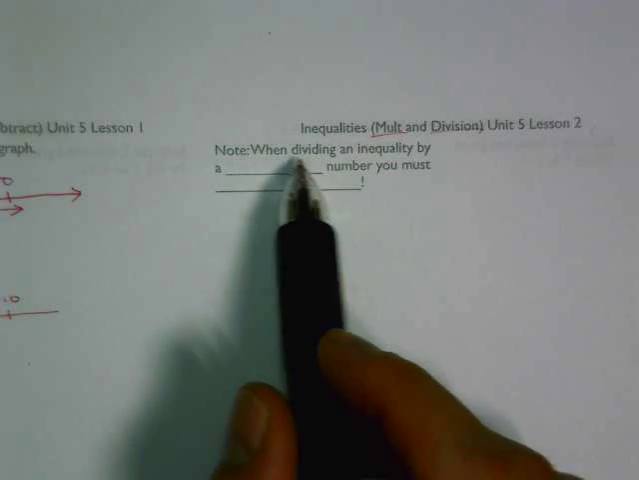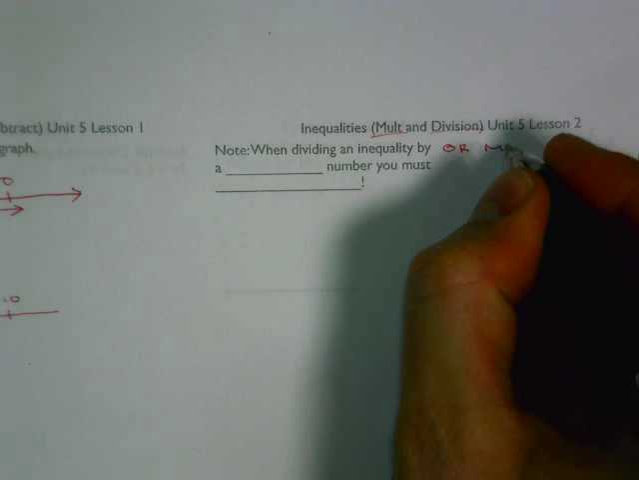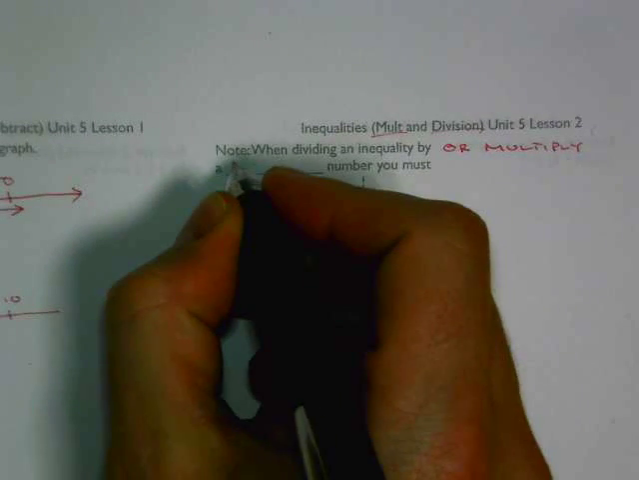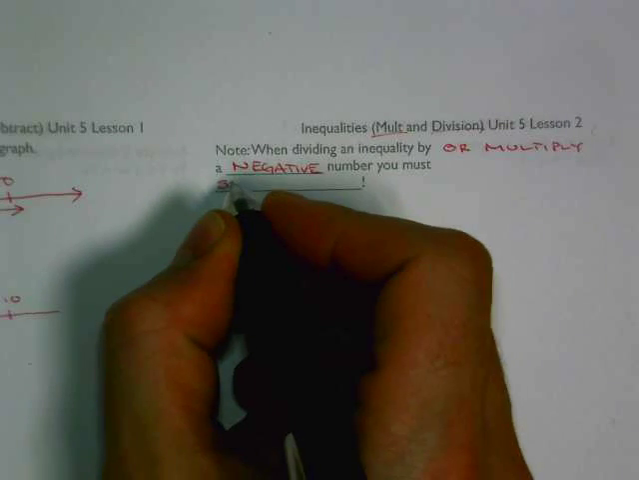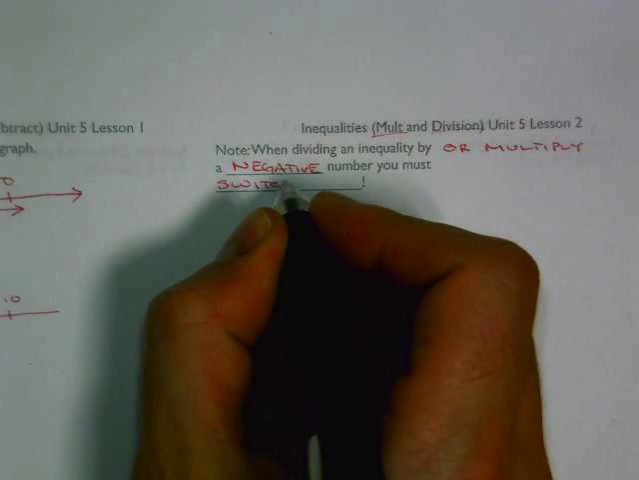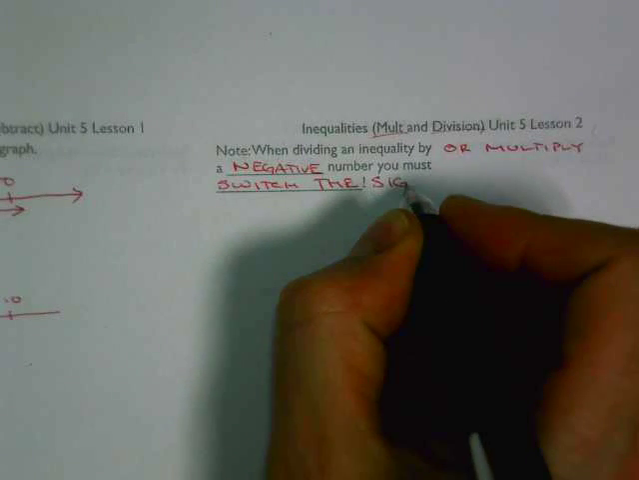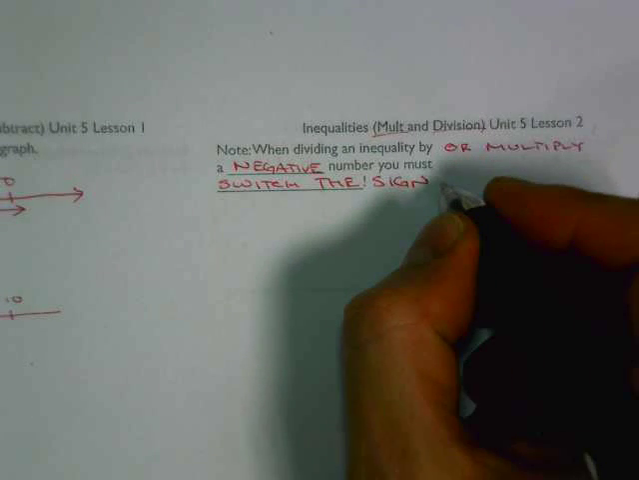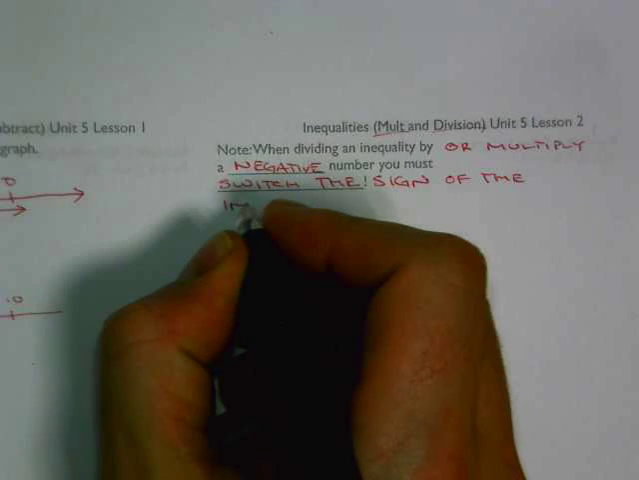So when you are dividing or multiplying by a negative number, you must switch the sign. Okay, and so here we'll put switch the sign of the inequality.